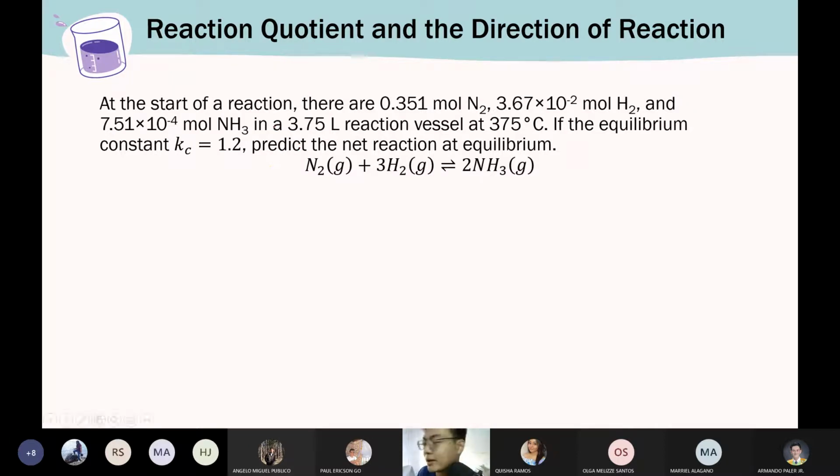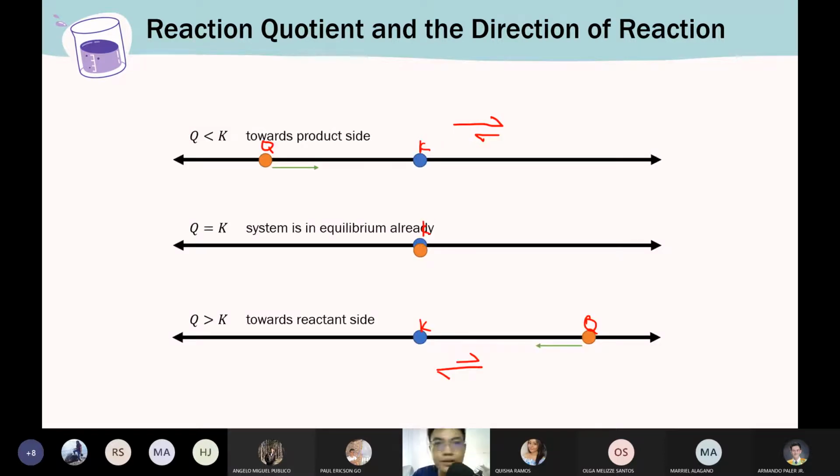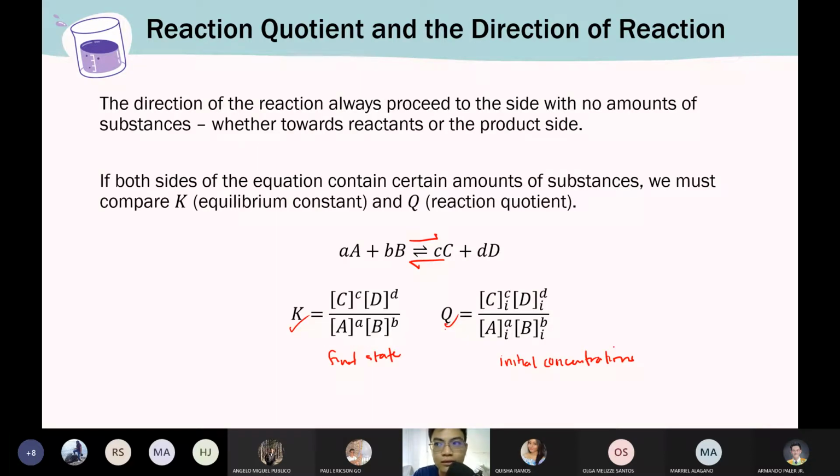Ito, we have a question pala, sorry. So, hindi po siya yung amount ng reactants and products of the solution. Yeah. It is the reaction quotient. Para siyang K value din. Okay, pero initial. Hindi siya yung specific amounts talaga. No? Para siyang K din. Yun yung ratio nila.